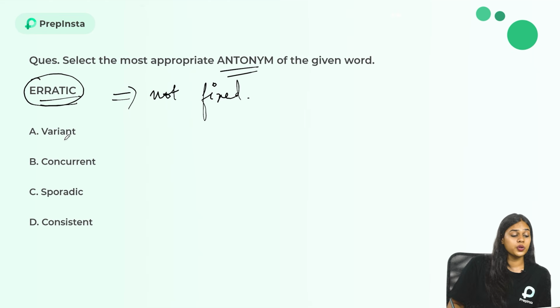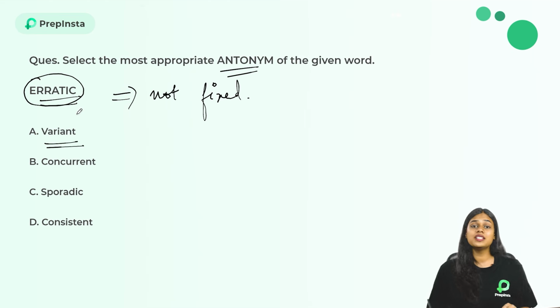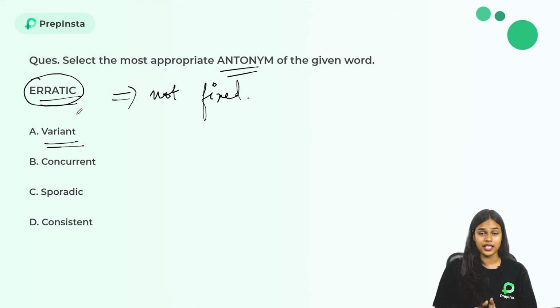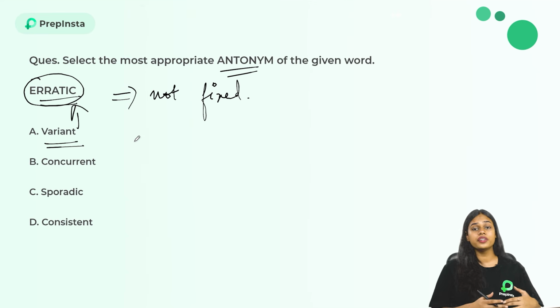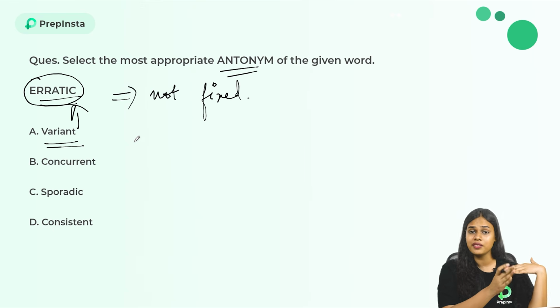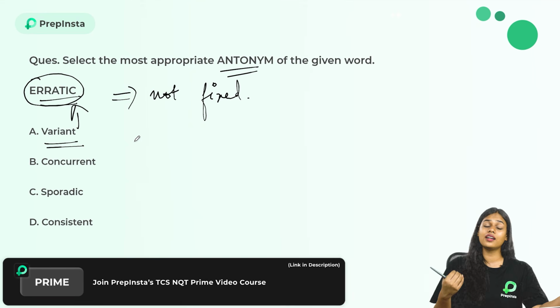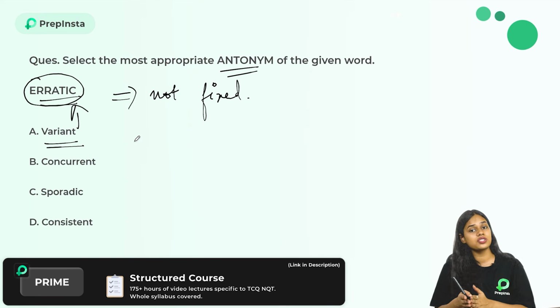What is the meaning of the word variant? Variant means something that continuously keeps changing, something that is not fixed again. So this is a synonym of the word erratic, right? Concurrent. Concurrent means something that is running parallelly with other things. So one thing is running in one direction, another task or another thing might be running in the same direction in another place.